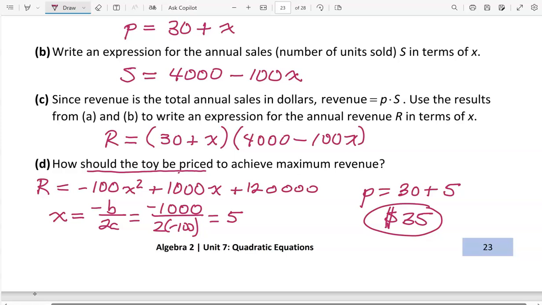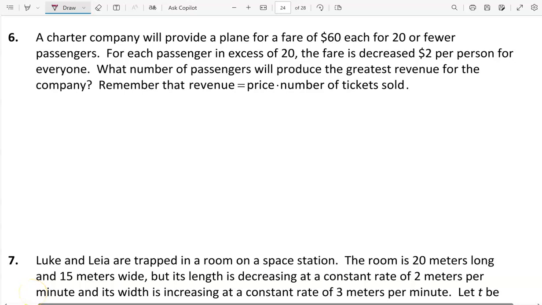and that's going to give the manufacturer the maximum revenue. In number 6, we have a charter company providing a plane with a fare of $60 each for 20 or fewer passengers. For each passenger in excess of 20, the fare is decreased by $2 per person for everyone. So what number of passengers will produce the greatest revenue for the company? Remember that revenue is equal to price times the number of tickets sold. So revenue is how much money they are taking in.